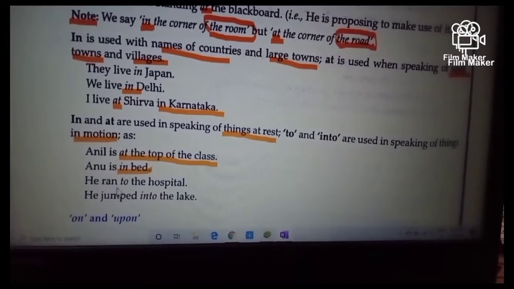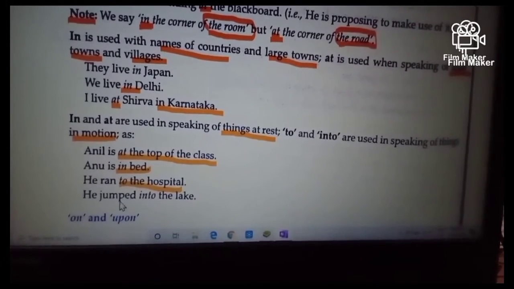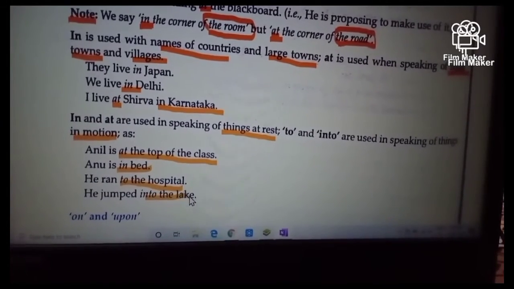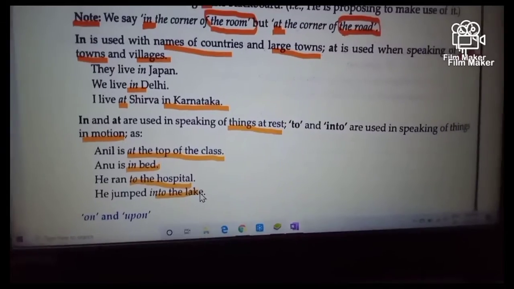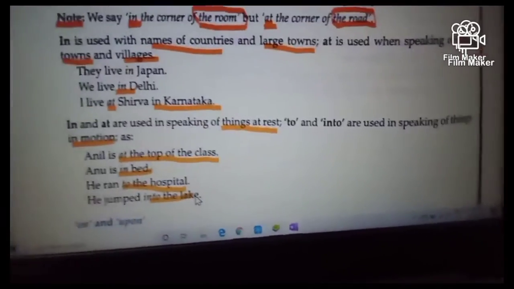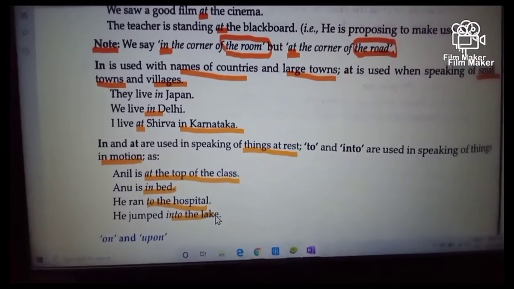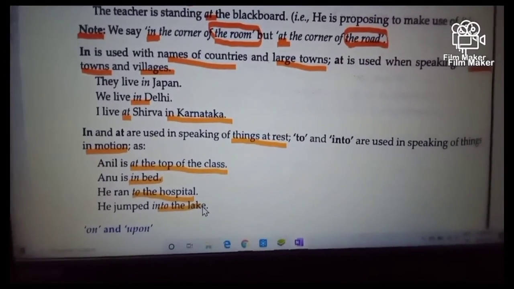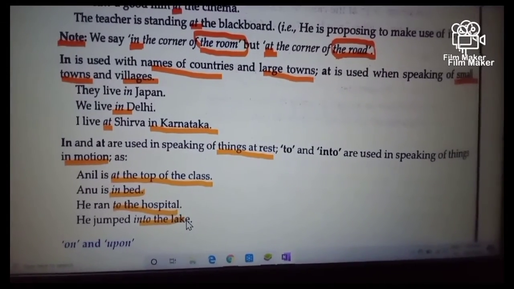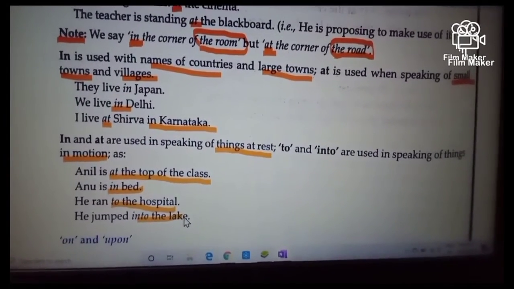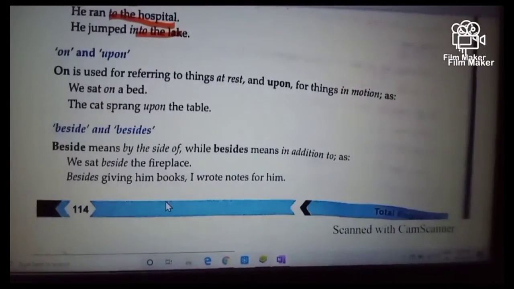Second example, he ran to the hospital, moving to the hospital, and he jumped into the lake. So the movement of the person going towards the hospital and jumping into the lake. These are some of the differences between in and at and to and into. Take a look at some more usages, some more types of preposition of place.